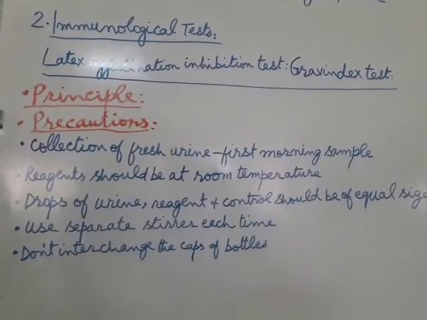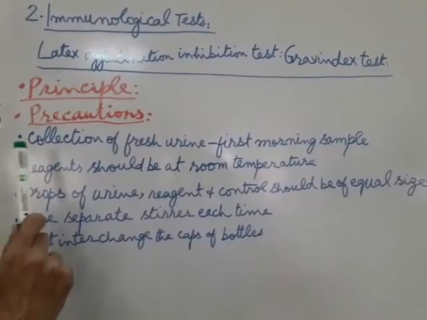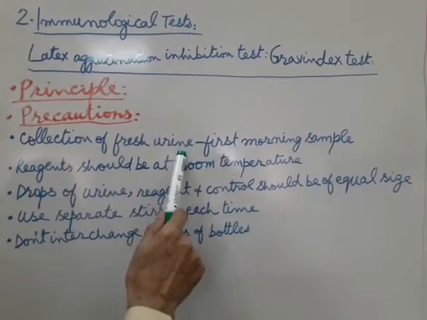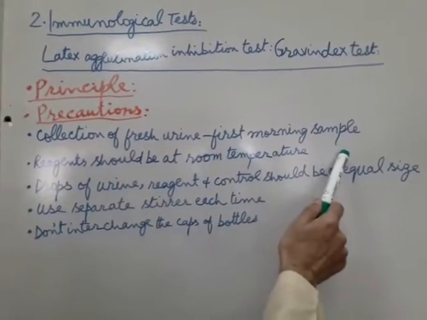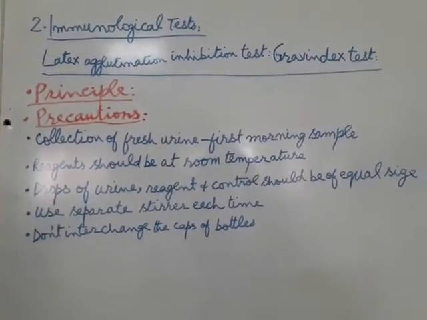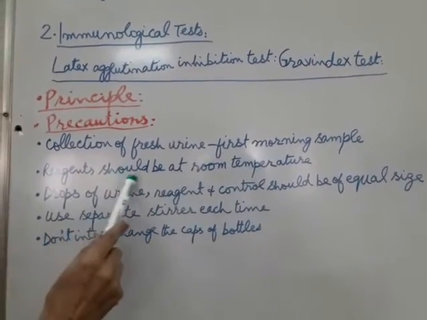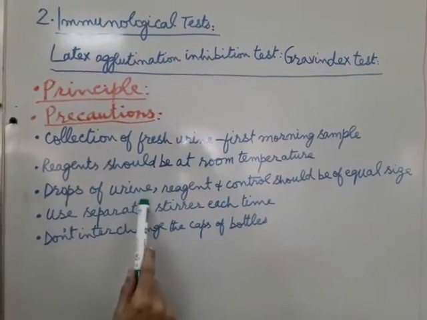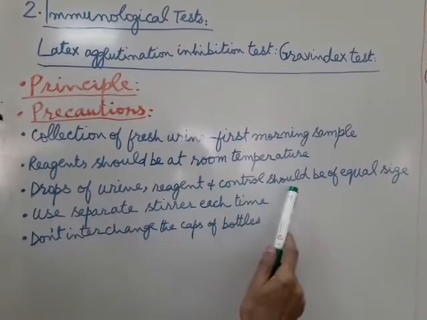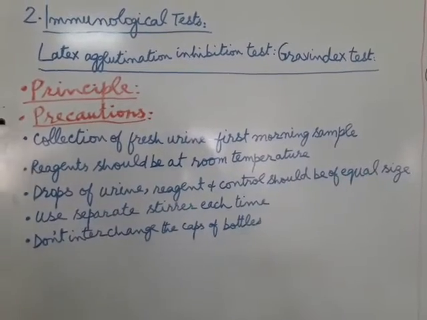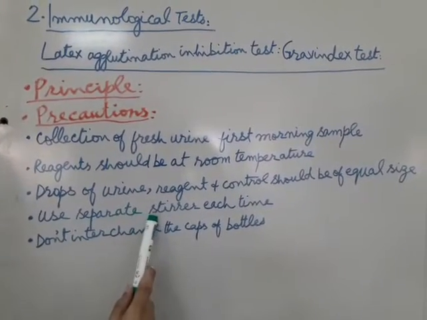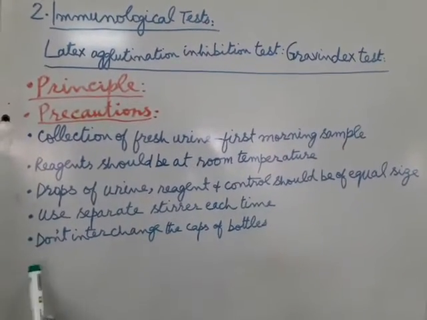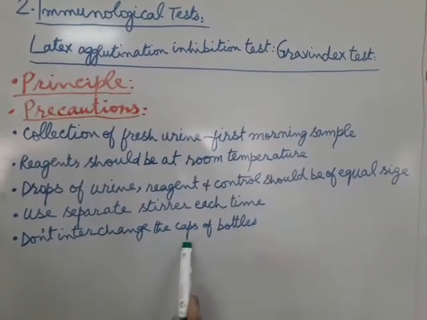The precautions are that the collection of fresh urine should be there. First morning sample urine should be preferred. The reagent should be at room temperature, and drops of urine, reagent and control should be of equal size. Use separate stirrers each time and don't interchange the caps of bottles.